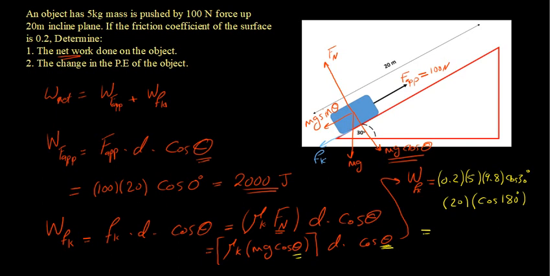That will give us a negative 170 joules, which makes sense. The friction force should be negative because it's trying to make us lose how much work we are doing, and that comes from the cosine 180 degrees. Okay, so now we managed to find how much is the work done by the applied force, and how much work is done by the friction force. It's time to find the net work.